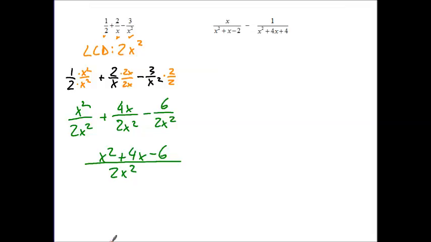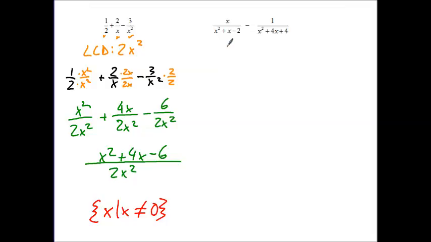And our domain restriction, going back to the original form, we see that x is not allowed to be 0, and that's all we can find. That's our domain restriction. So for our next problem, let's first write the two fractions in fully factored form.